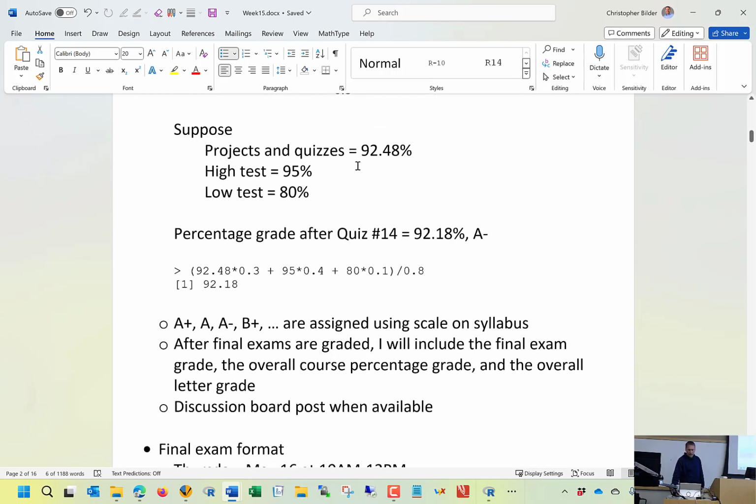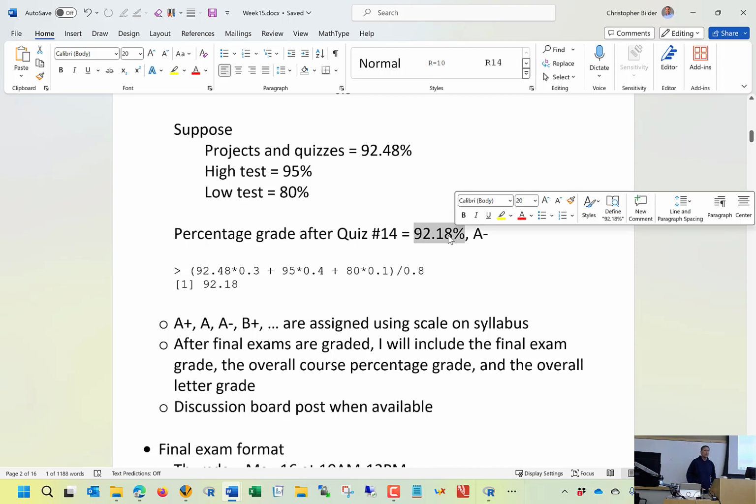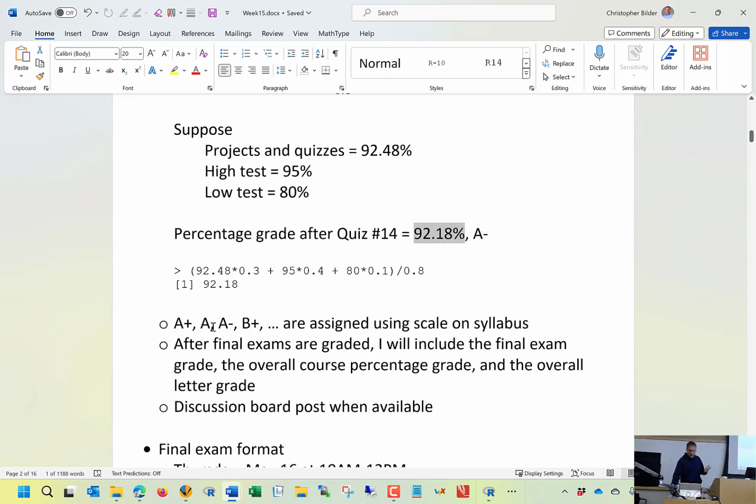So just as a quick example, if you had a 92.48% for projects and quizzes, 95% as your high test, and 80% as your low test, if you do all the calculations that I just showed you above, and you can also see our code that does it as well, then that grade is 92.18%, which would correspond to an A- in our course. Do note that I do assign plus and minus grades. It's what's given on the syllabus.